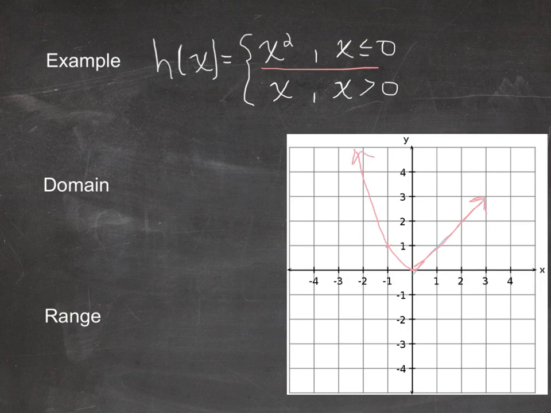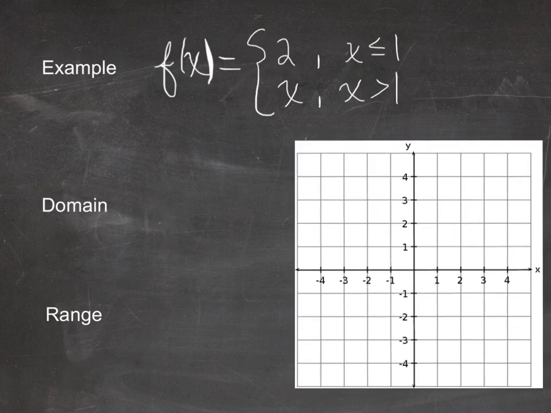Okay. So the domain on this function then, well, I can see that I can choose any value for x. It's not going to be a problem. So my domain is going to be from -infinity to +infinity. And my range is going to be from 0 to infinity. So I can go as low as y equals 0, and then I can go up as high as I want on the y-axis. Okay, let's see another example.